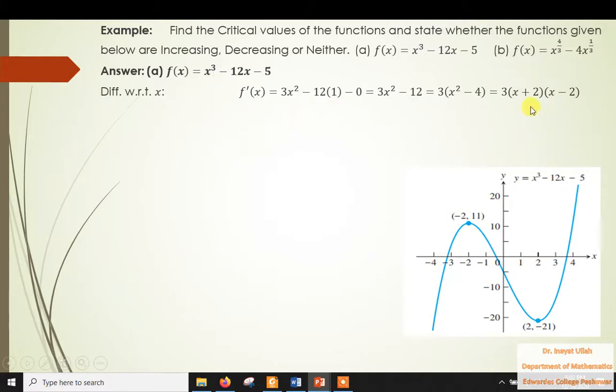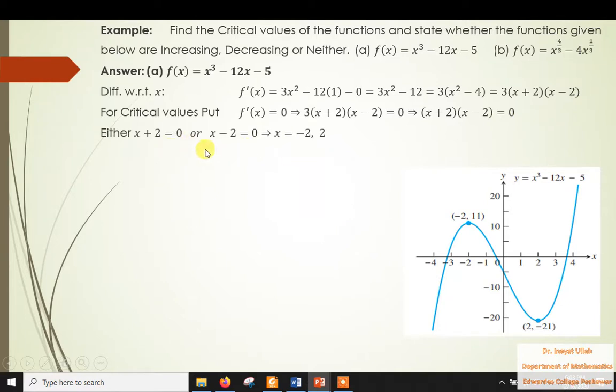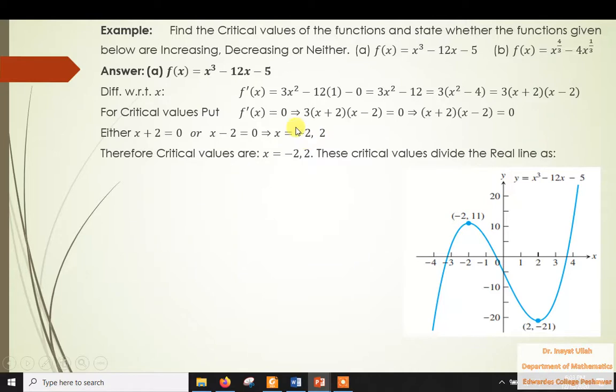We see here that the derivative of the function is not a rational function. So to find the critical values we will use the idea that we put f prime x equal to 0. Putting f prime x equal to 0 means put this equal to 0, dividing by 3 to get this equal to 0. It means that either x plus 2 is 0 or x minus 2 is 0, shifting plus 2 and minus 2 towards the right hand side to get x equal to minus 2 and 2. So these two are the critical values of this function.